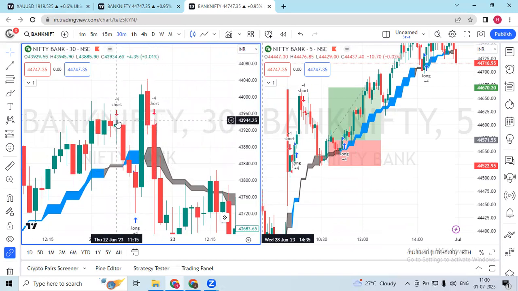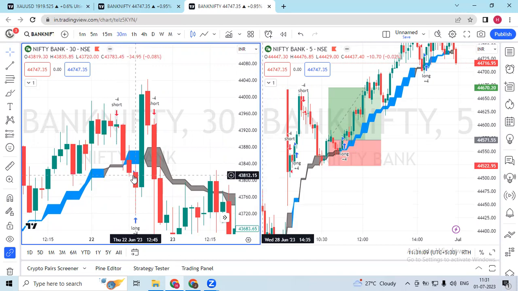Here also it was a short signal, but the candle was not closing below the ribbon. At this point, the candle closed below the ribbon. But again, one thing, the candle closing below the ribbon should be the next candle or the same candle itself. Now, suppose it takes 2 or 3 candles for the closure below, then it won't be sustaining, guys.